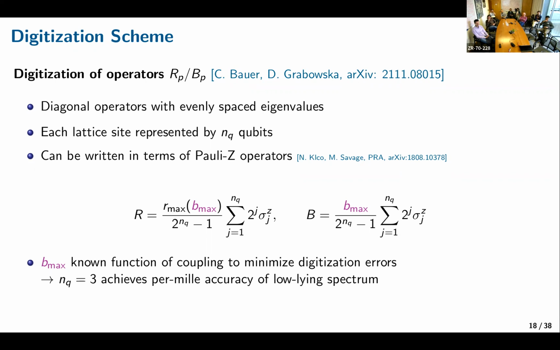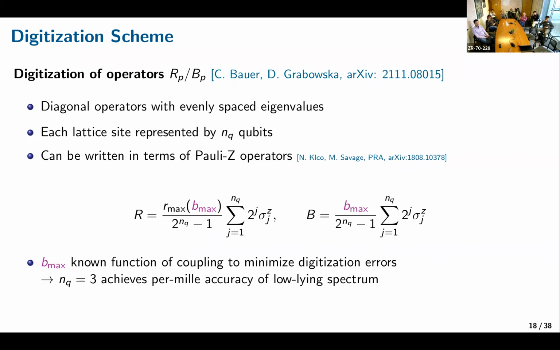Yeah, and so this is what the operators look like. They're just sums of Pauli Z operators with different weights in front of them when they act on different qubits. And so this Bmax parameter here in purple is a known function of the gauge coupling, and you tune it to minimize the digitization errors you get from truncating these infinite dimensional operators into some finite dimensional set. It was found that by tuning Bmax, you can get per mil level accuracy of the low-lying spectrum just using 3 qubits per lattice site.